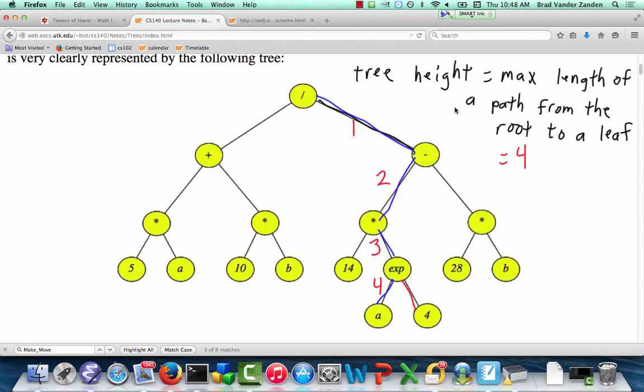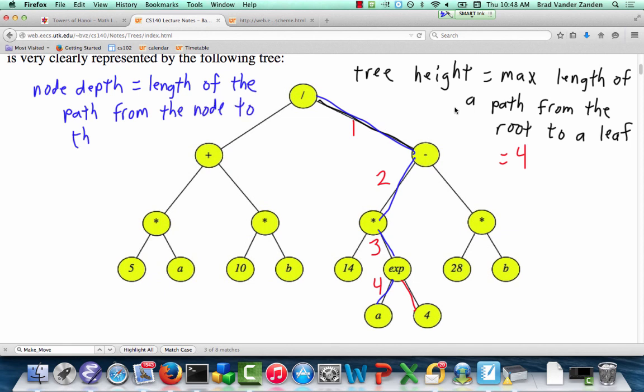And you'll also hear us talk about the depth of a node. The former was a measure of a tree. This is a measure of a node, and it is the length of the path from the node to the root. How many possible paths can there be from the node to the root? Can there be more than one?